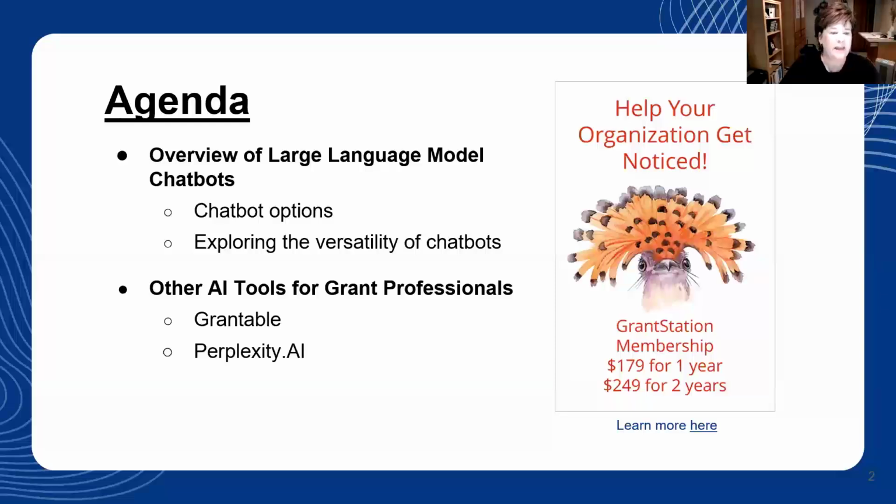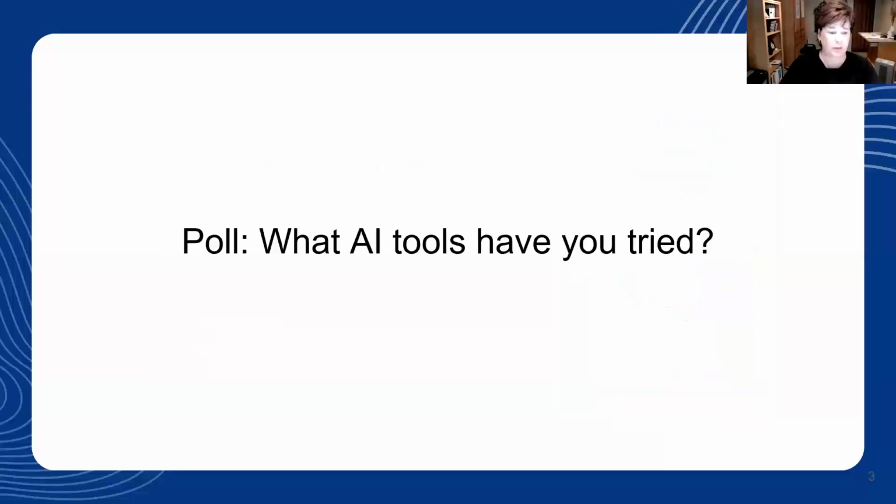And then the two tools that really drill down especially into the grant profession are Grantable and perplexity.ai. Philip is here to show us Grantable, which we're super excited about. And we'll also get the chance to talk about Perplexity and how it might be able to help you as you're developing your proposals. So before we get started, we have a quick poll.